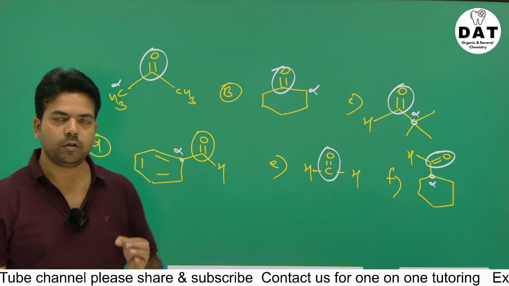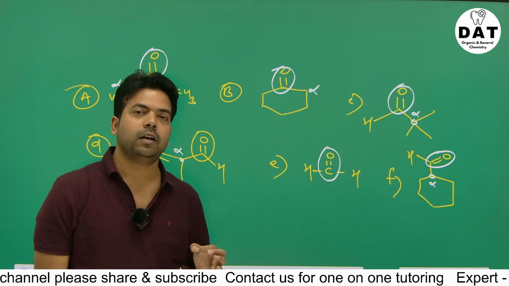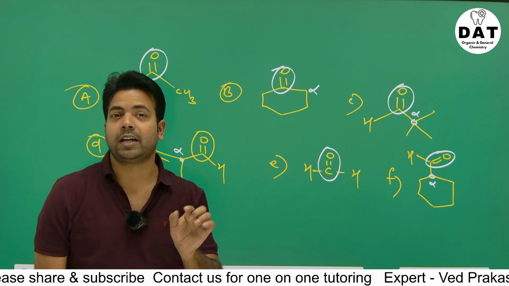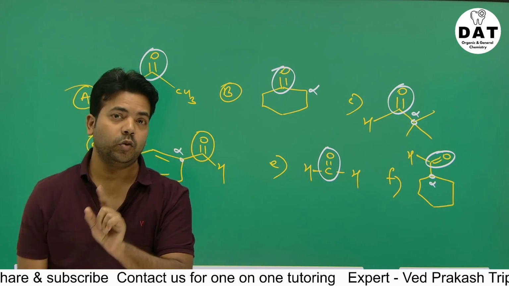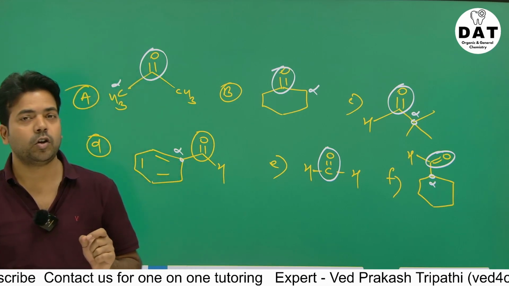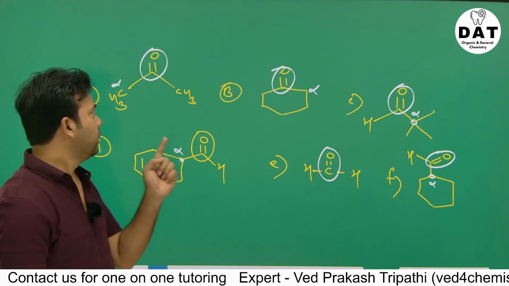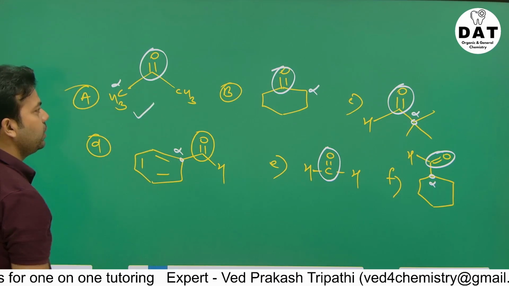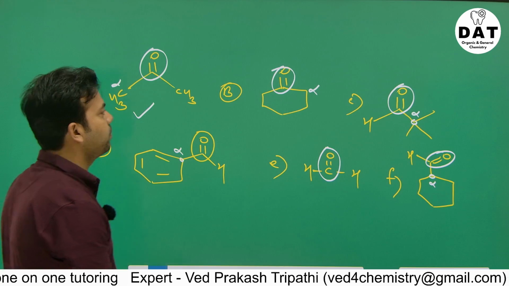I said, look at my words, I said that the carbonyl carbon must have at least one alpha H. What is alpha H? Alpha H is a hydrogen of the alpha carbon. Here we have alpha carbon and that has hydrogen, so it can give aldol condensation, the self-aldol condensation.